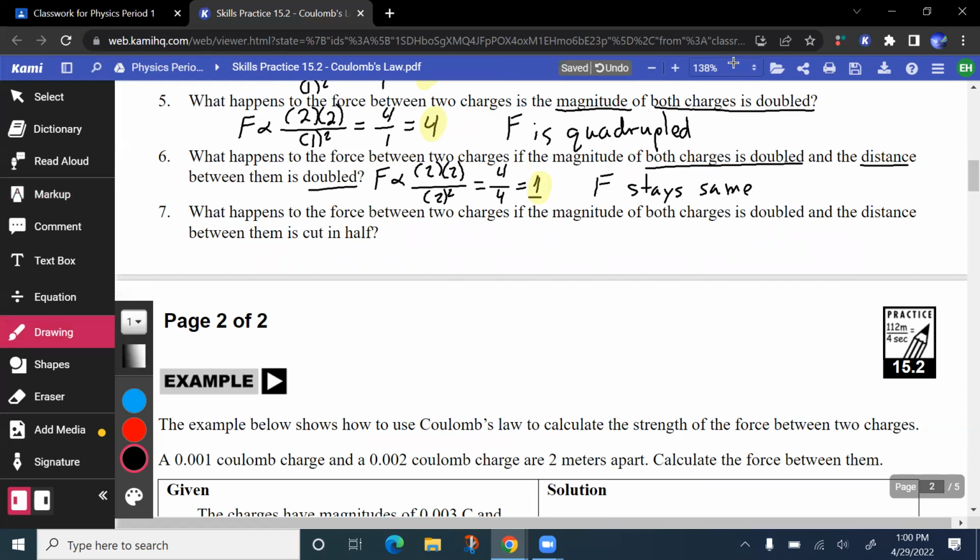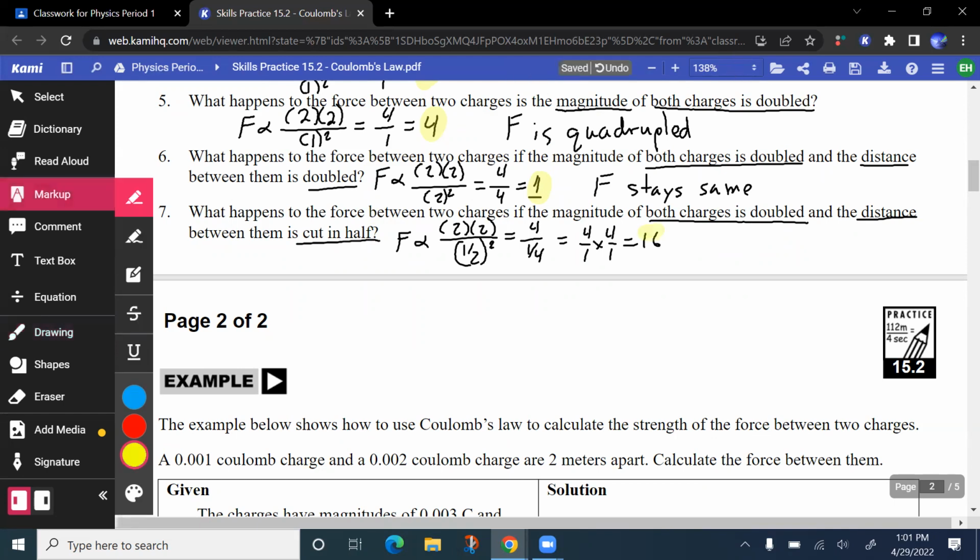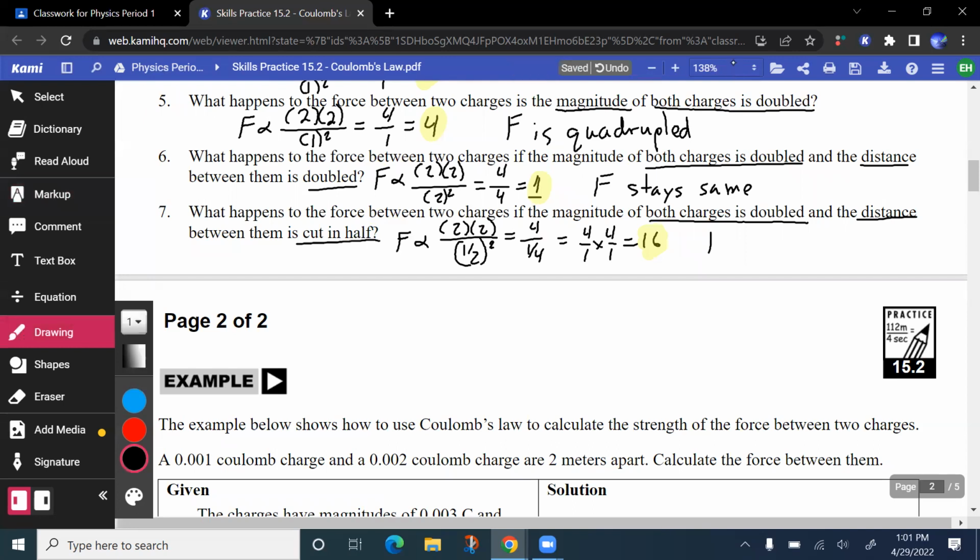Number 7, what happens to the magnitude of the force between charges if both charges are doubled and the distance cuts in half? So F is proportional to 2 times 2 on top, but we cut the distance in half. So replace R with a half and then square it. 2 times 2 is 4. A half squared is 1/4. Remember what we did earlier. When you divide by 1/4, you really multiply by 4. So this would be 4/1 times 4/1, which is actually 16. Okay, what this means, of course, is the force is 16 times larger.